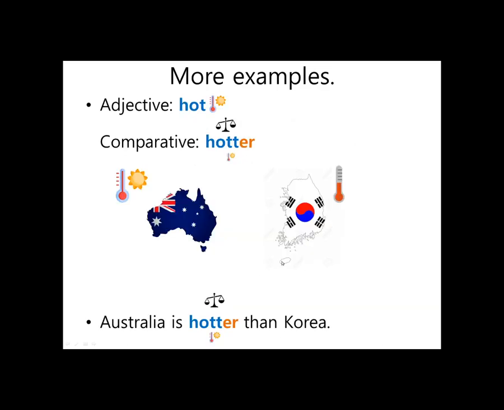Okay, so here's another example. This is Australia, and this is Korea. Okay, so Australia is very, very hot. So using the adjective hot, Australia is hot, Korea is hot, but Australia is very, very hot. So the comparative is hotter. This is the comparative adjective. We say Australia is hotter than Korea.